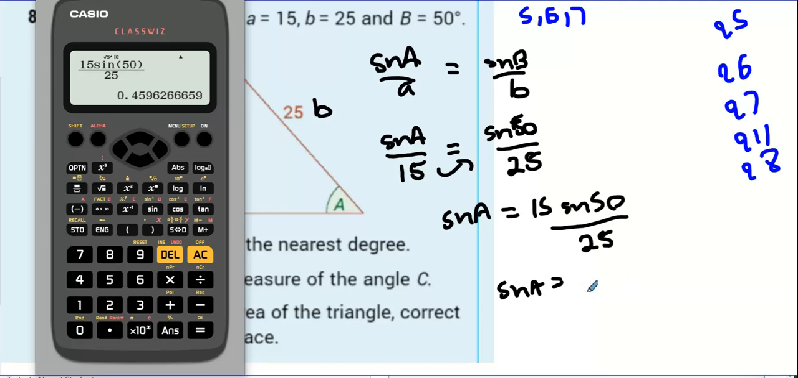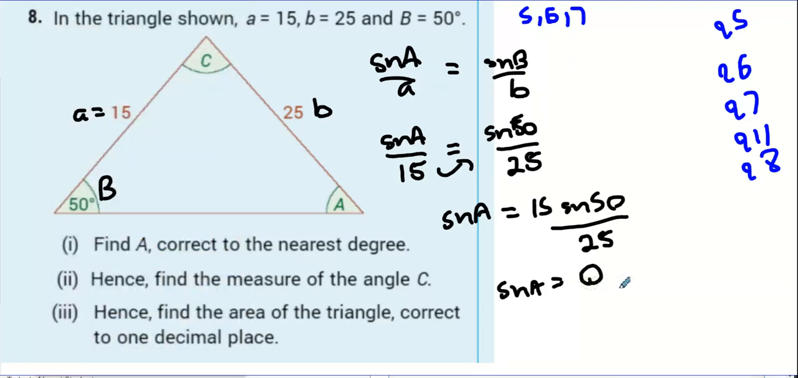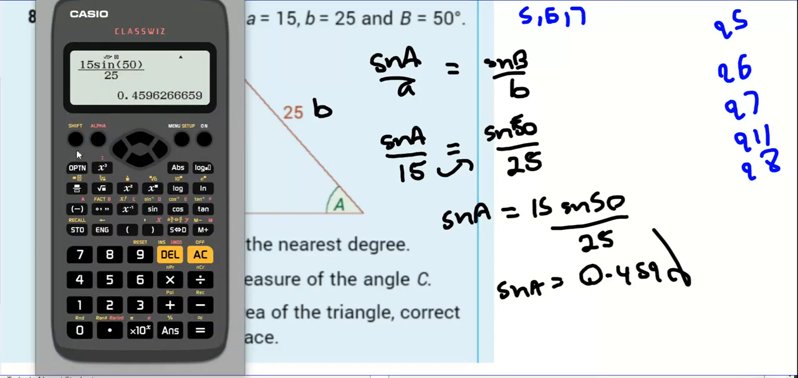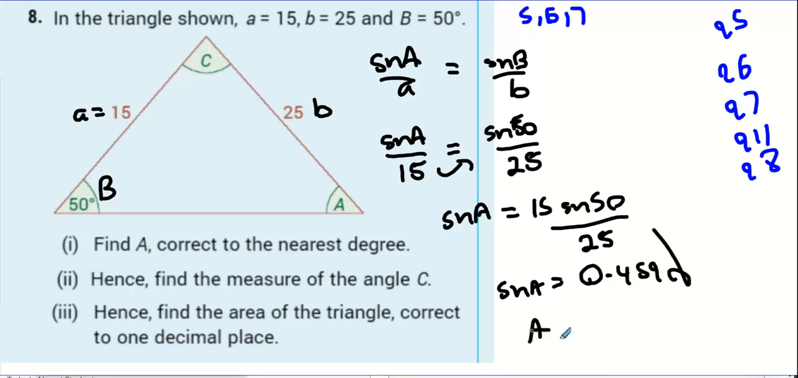0.4596. Can you have a look at your calculator? You might be in a different mode. Oh, it could be your calculator. No, you're in degree mode. So, sine inverse my answer, 0.4596, and we get 27.36. So, A is 27.36. It also says the nearest degree, so I'm going to call it 27.